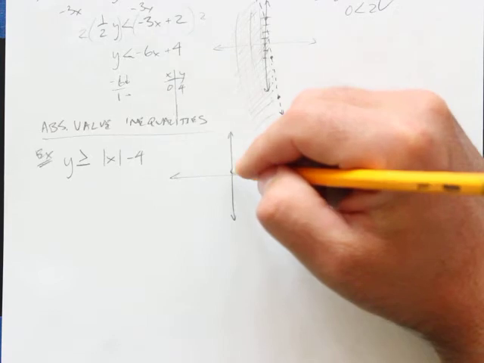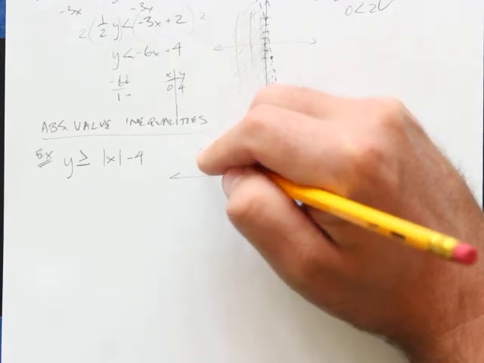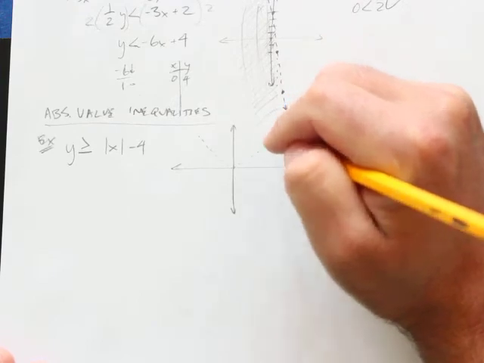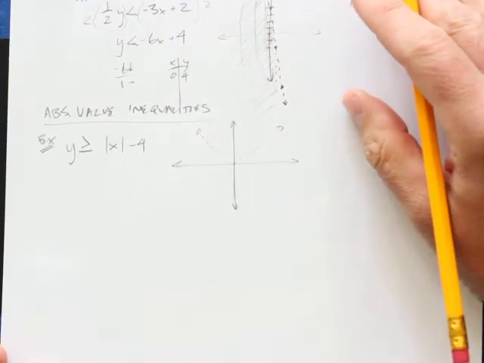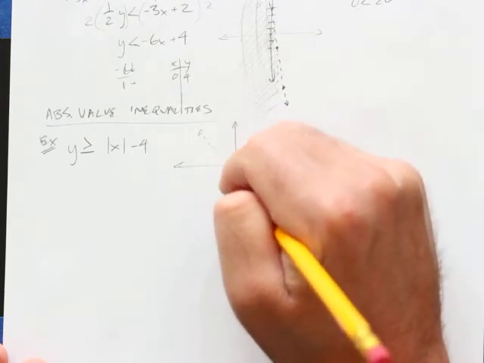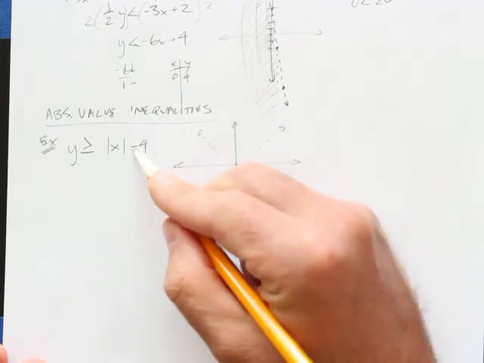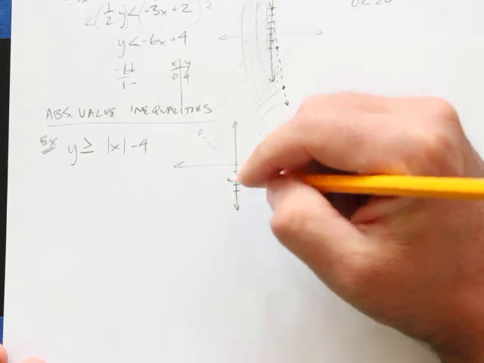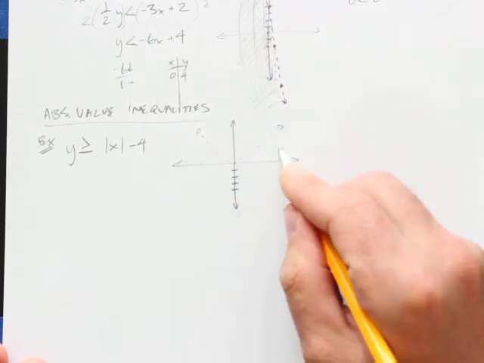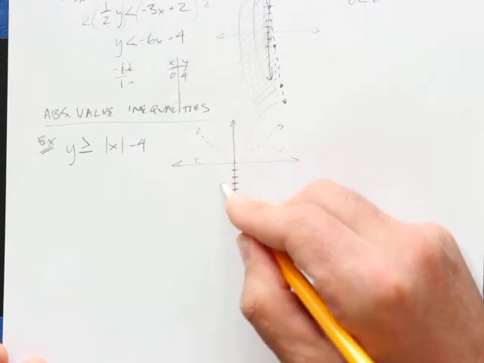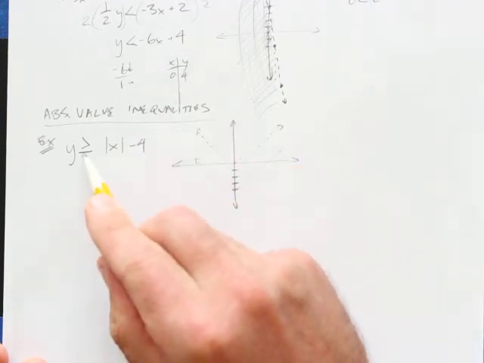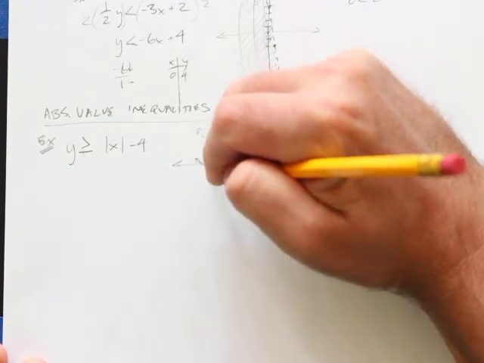So the absolute value of x looks like this, 45-degree angle through the origin and then back up. So if I were to draw the same thing, 1, 2, 3, 4 down, I've translated down 4. And so then it would look like this. Now I have to decide if this should be dotted or solid. And since this is or equal to, then it is going to be solid.